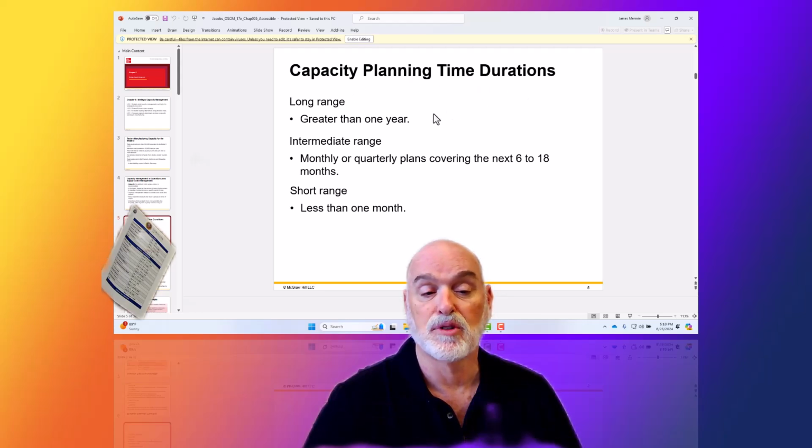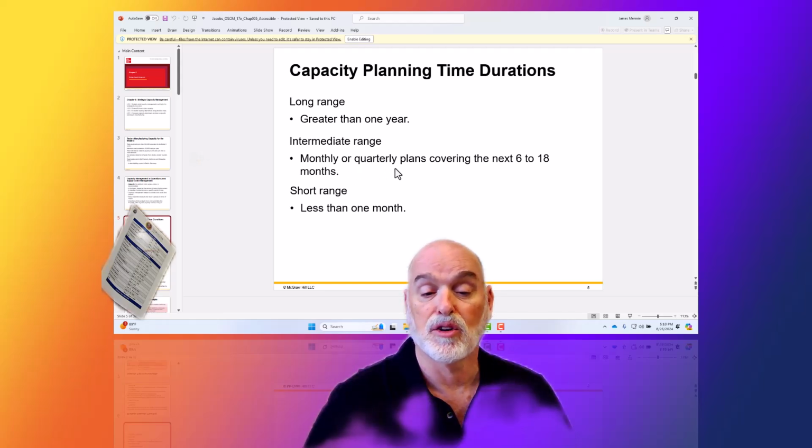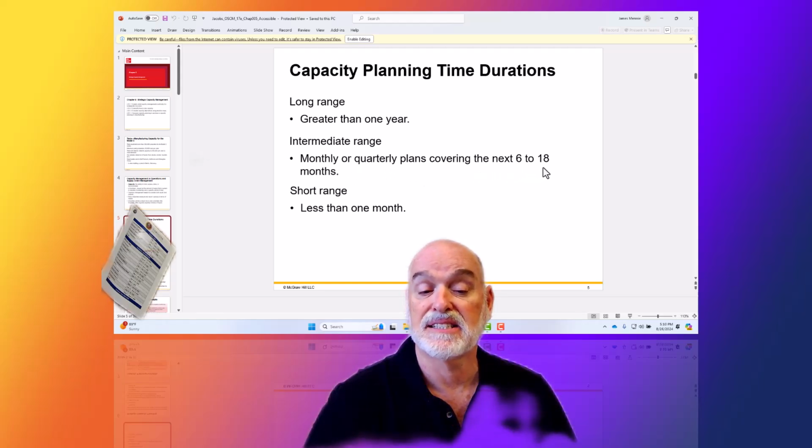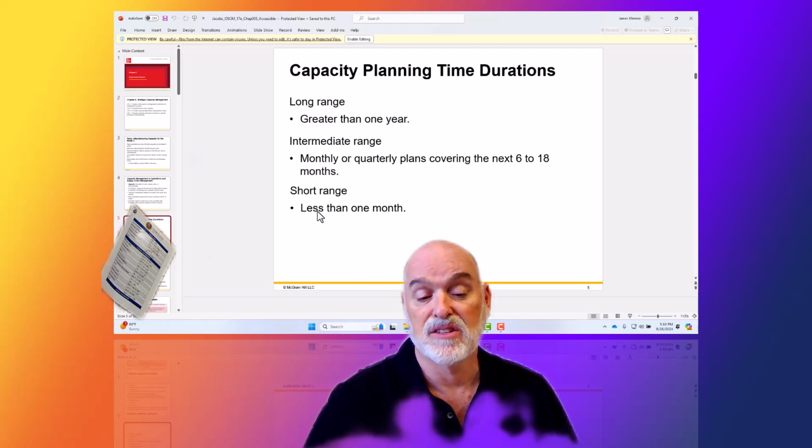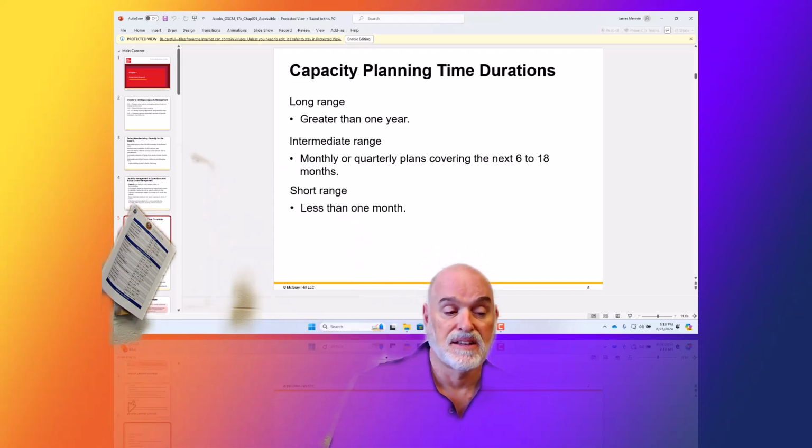Capacity planning time durations. Generally, longer range is greater than 1 year. There's also intermediate range, monthly or quarterly plans covering the next 6 to 18 months. And then there's also short range, less than 1 month.